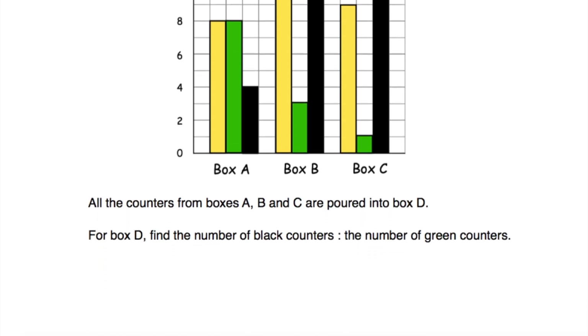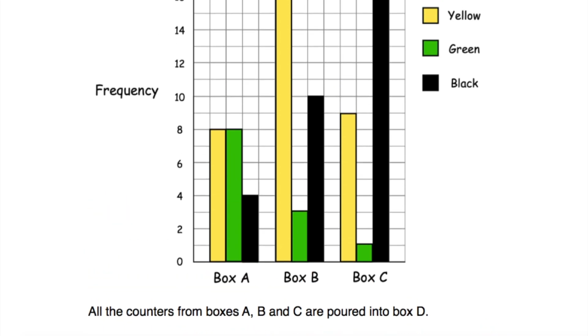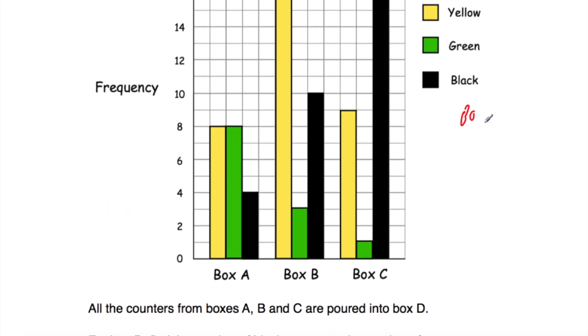Okay, and the question says, all the counters from boxes A, B, and C are poured into box D. So we've got this empty box D, and all these counters are going to be poured in. And we've been asked for box D to work out the ratio of the number of black counters to the number of green counters. So let's find out what would be in box D, in terms of the yellow, the green, and the black.